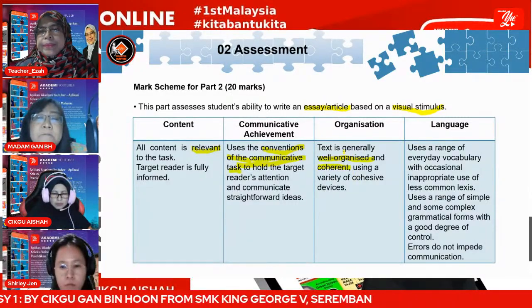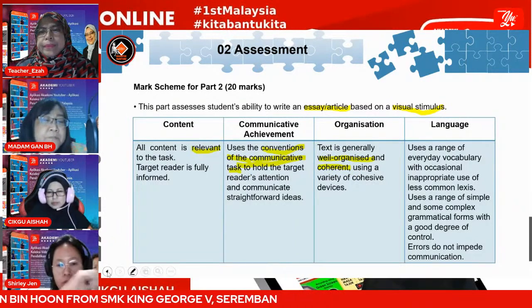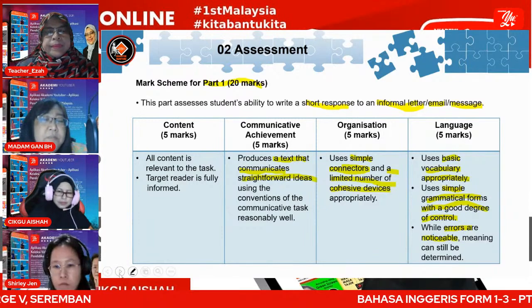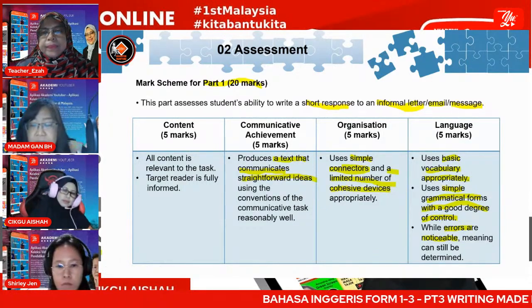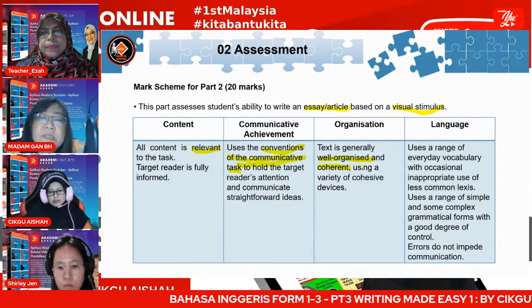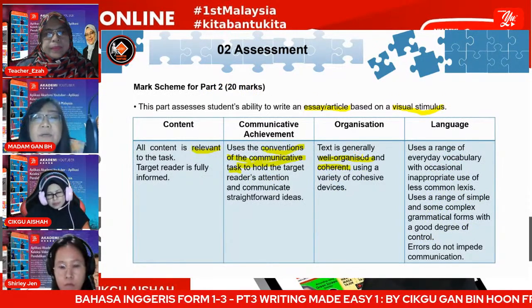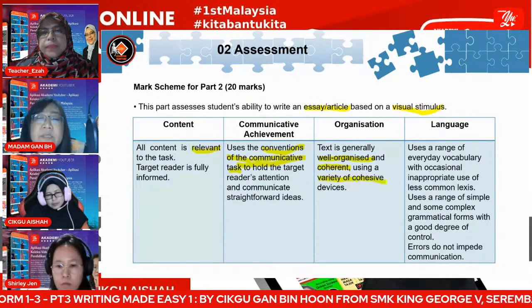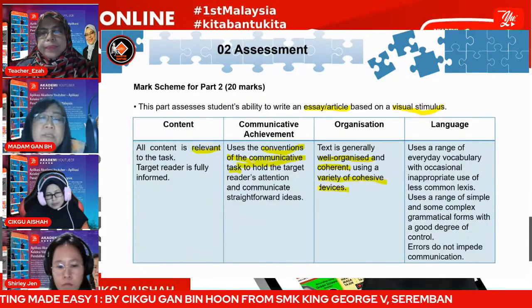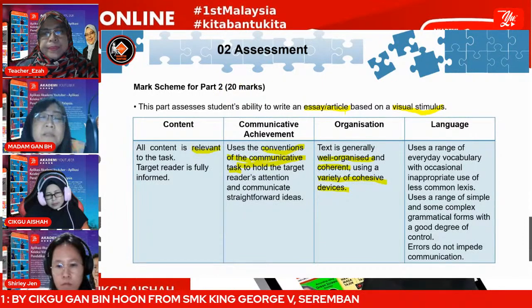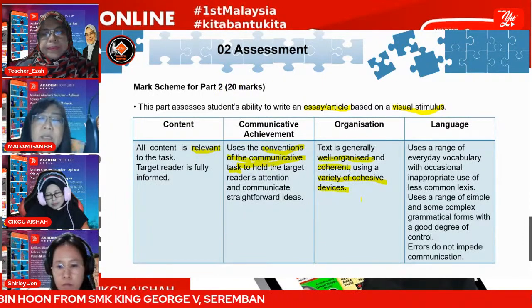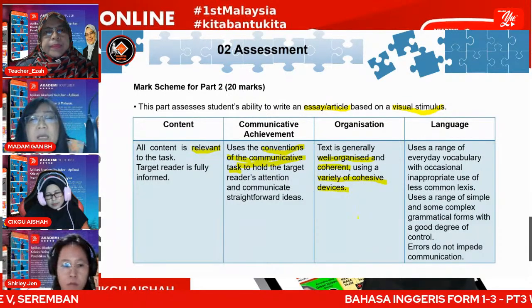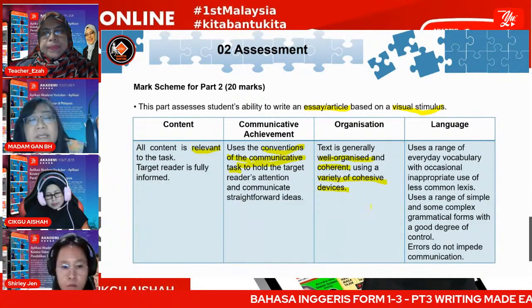Okay, let's look at part 1 again. Here you have simple connectors. But to score in part 2, you cannot use simple connectors. If you use simple connectors, you cannot get 5 marks. You have to use a variety of cohesive devices. So to write an essay for part 2 is more difficult. Why? Because you have to use better linking words, higher level linking words or connectors.